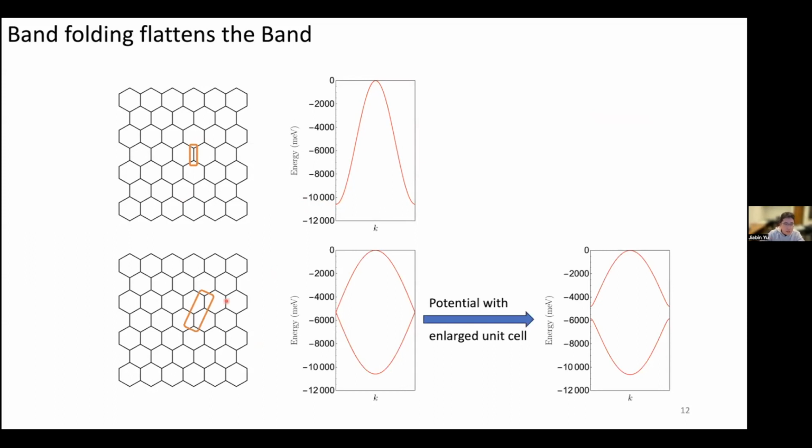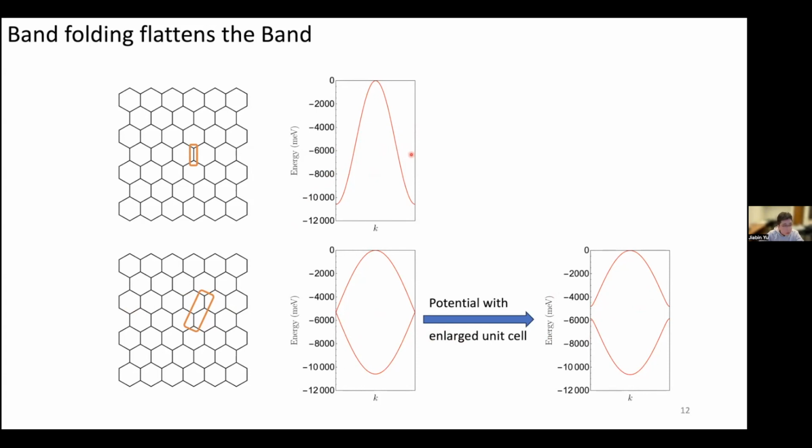Now, in theory, we are always allowed to double the unit cell, which would fold the lower part of the band back to the smaller Brillouin zone. If we further introduce a potential with this enlarged unit cell, we can open the gap at the band crossing due to the band folding. In the end, we will have two bands, and each of these bands would have roughly half of the bandwidth of the original band. So basically, if you double the unit cell, you roughly halve the bandwidth.